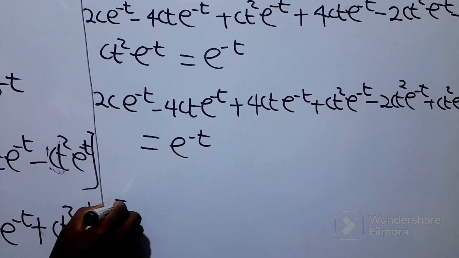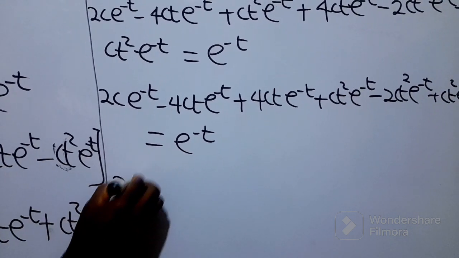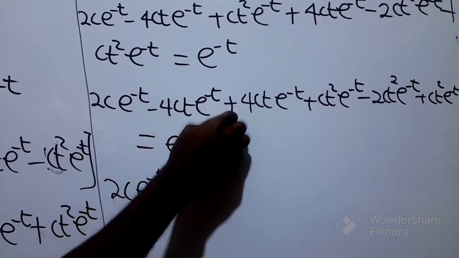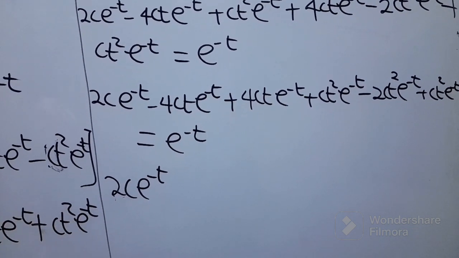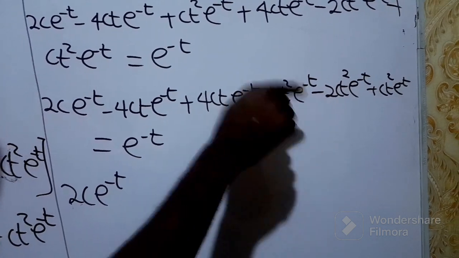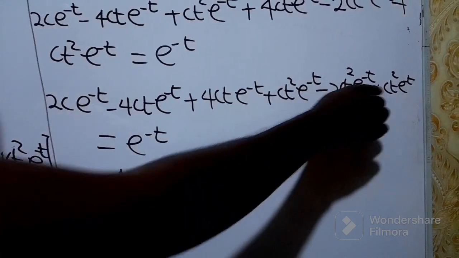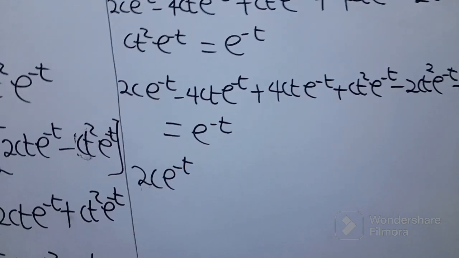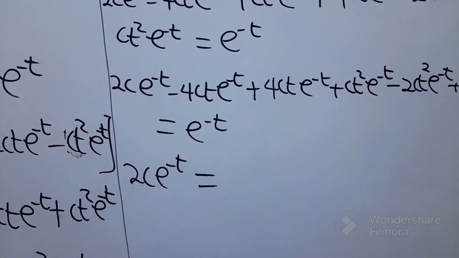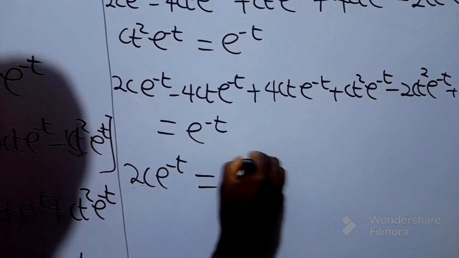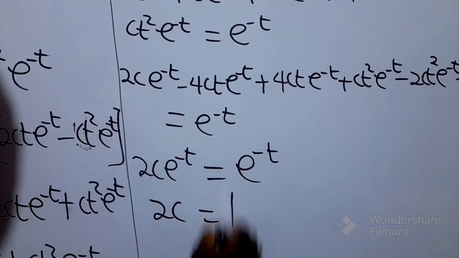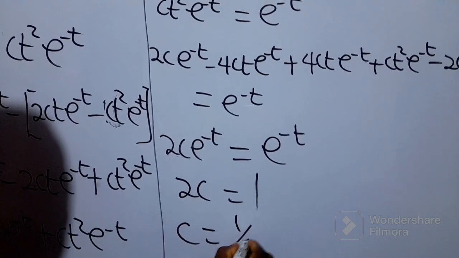So this will just reduce to a very simple term. So we have 2c e exponent negative t. This doesn't have any like term. But minus 4ct e exponent negative t plus 4ct e exponent negative t, that will be 0. Then ct squared e exponent negative t minus 2ct squared e exponent negative t will be negative ct squared e exponent negative t. Then plus ct squared e exponent negative t, that will also be 0. So what will be left will just be 2c e exponent negative t. This is a very good aspect of the method of undetermined coefficients. And that will be equal to e exponent negative t. So when we divide both sides by e exponent negative t, our 2c will just be 1. So our c is nothing but half.